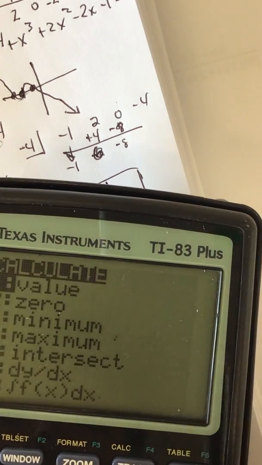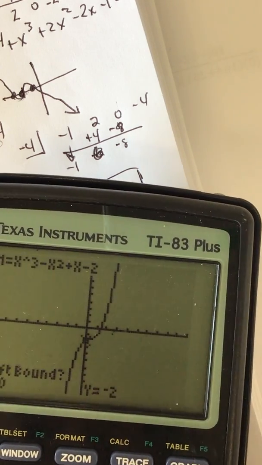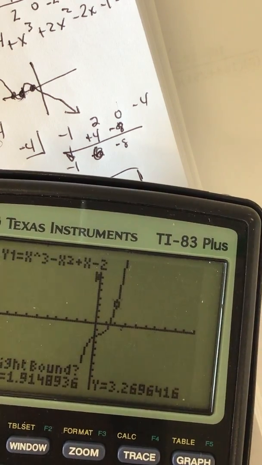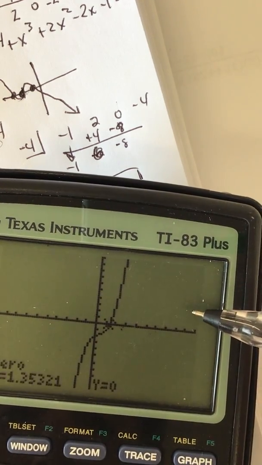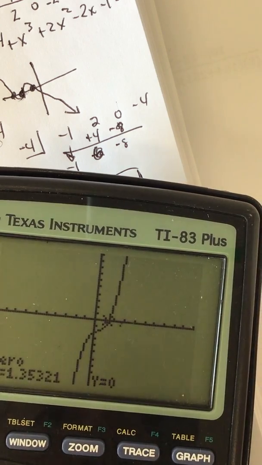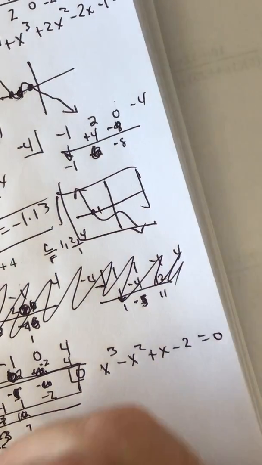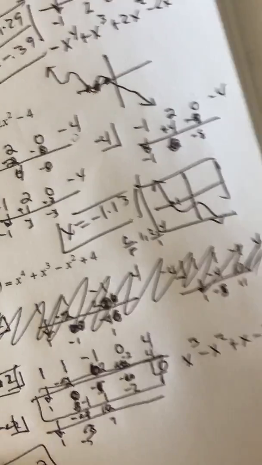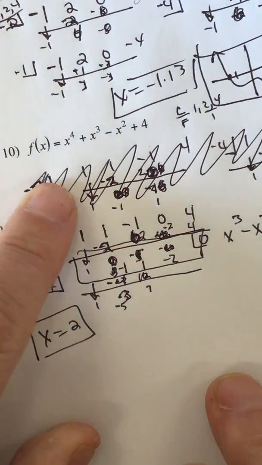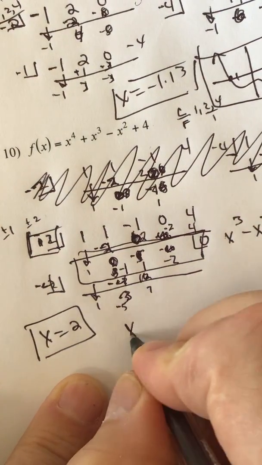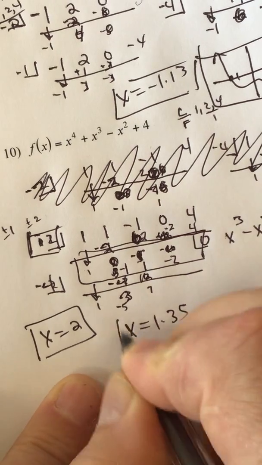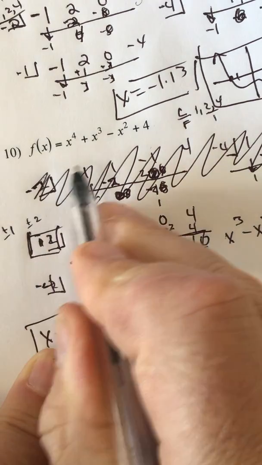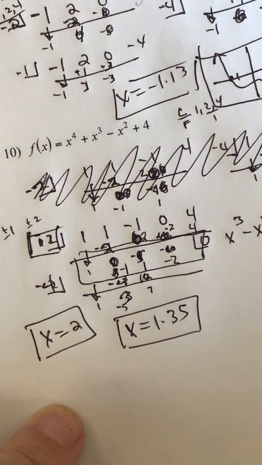So it's second, calculate the 0. I'll come to the left. Okay, I'm already to the left. Go to the right. I'm already to the right. So that one is at 1.35. So from up here we had x equals 2, and now from my calculator, I have 1.35, and the other ones are imaginary. Now that makes sense, because there's two reals, and then the imaginaries have to come in pairs.